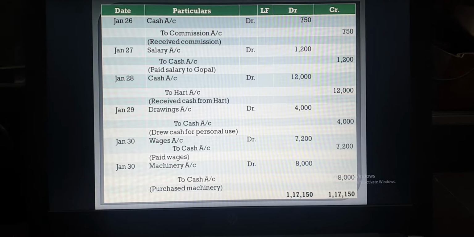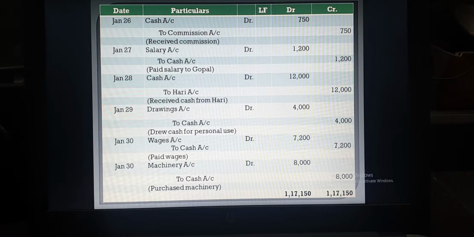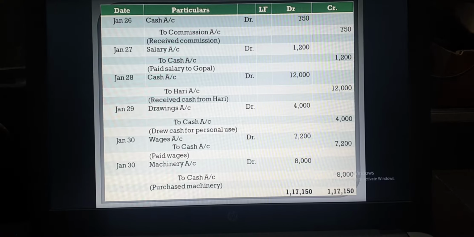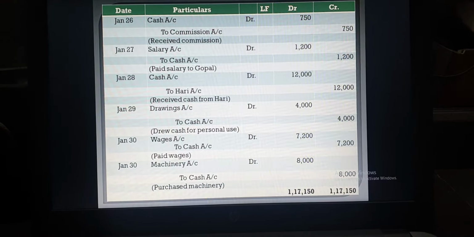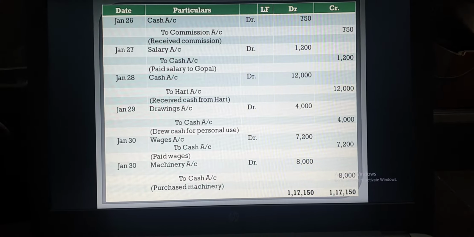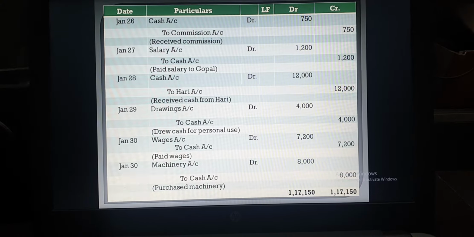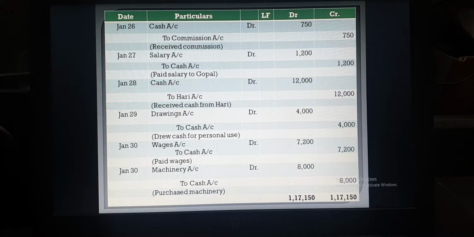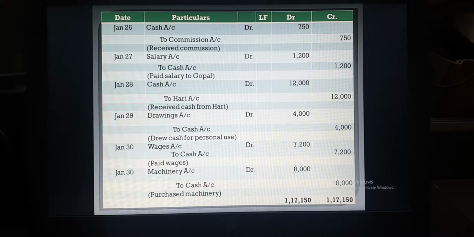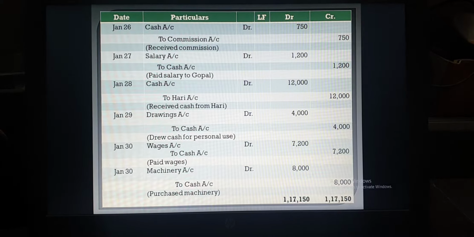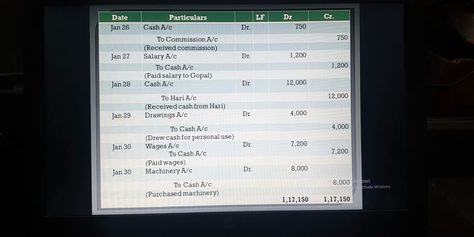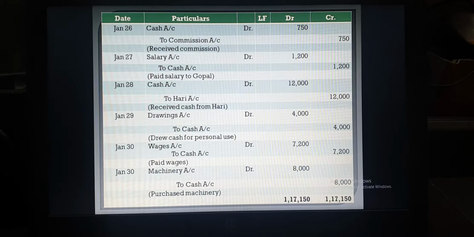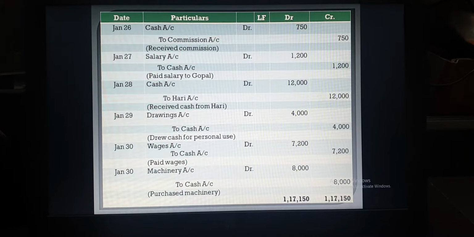Now January 27, paid salary to Gopal. So we are incurring some expenses, and as per the nominal account, expense will be debited. So salary is our expense, so salary will be debited, and in place of salary we are giving cash. So what is going out, that is cash, will be credited. So on the debit part, the rule of nominal account is applicable, and on the credit part, the rule of real account is applicable. So paid salary to Gopal, that is amounting rupees 1200, and the narration is paid salary to Gopal.